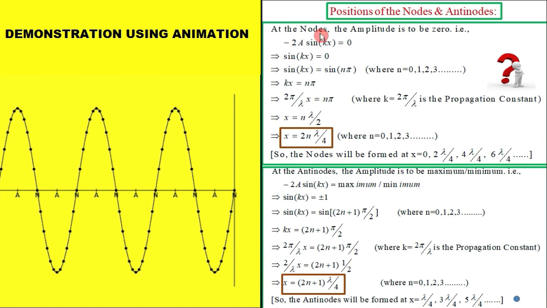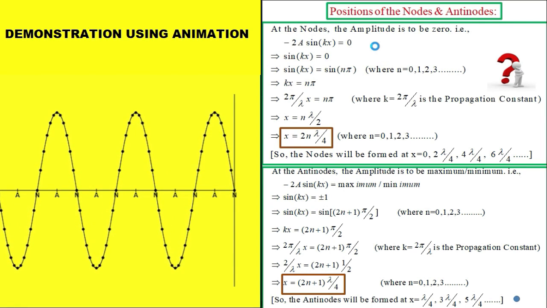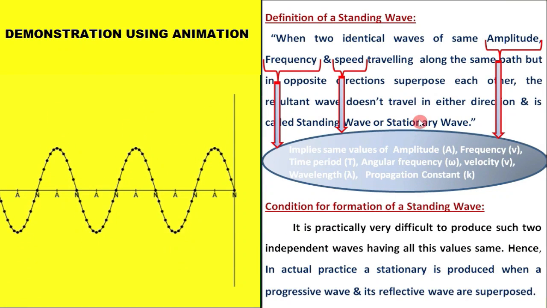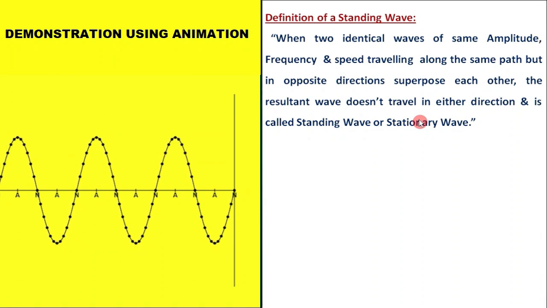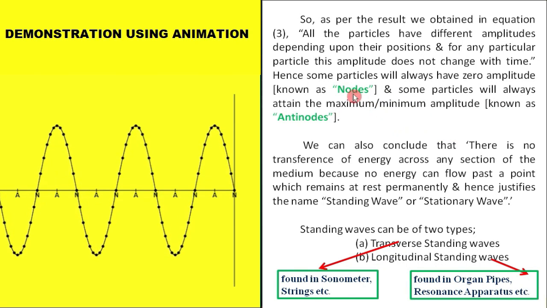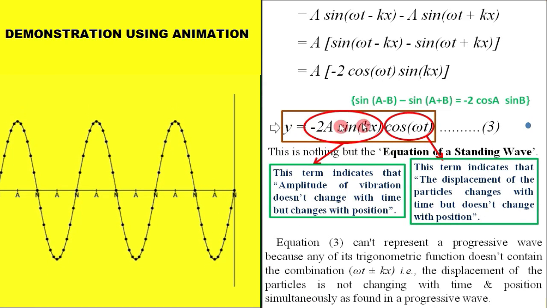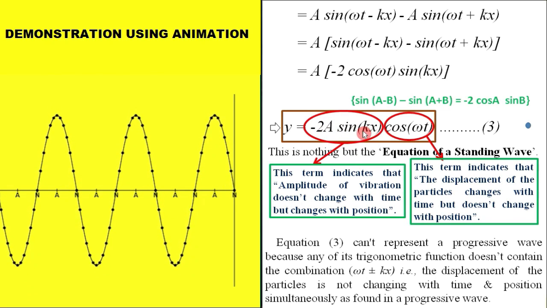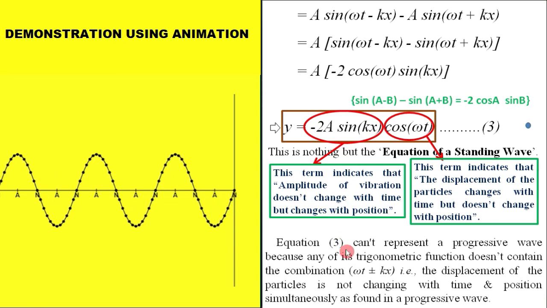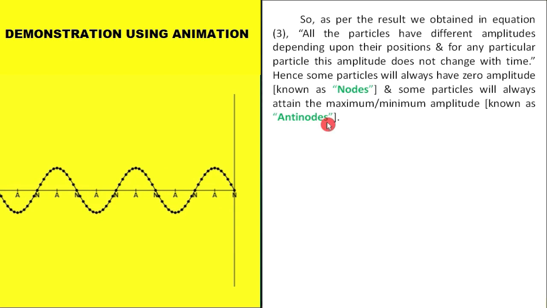And the nodes we have defined. How have we defined nodes? In the previous slides we have defined: nodes are the points which are having zero amplitude. Yes or no? And the equation that I was telling about is this. Here you can see this minus 2a sin kx is the amplitude. So minus 2a sin kx is the amplitude, and nodes are the points where the amplitude is 0, antinodes are the points where the amplitude is maximum.